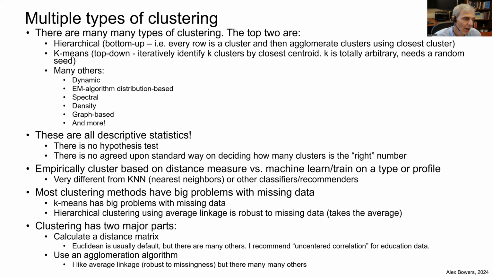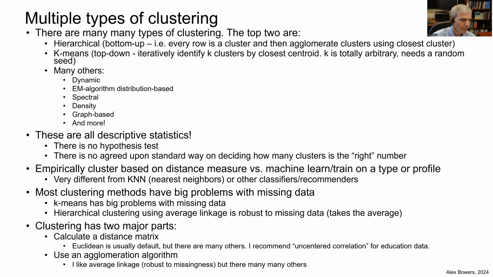So again, all of these are descriptive statistics. There's no hypothesis test. And there's, again, no agreed upon standard way of deciding how many clusters are the right number of clusters. There's a difference as well between empirical clustering based on distance measures versus machine learned or trained on a type or a profile. So cluster analysis is very different from something like a classifier, like k nearest neighbors, where you classify or recommend. In cluster analysis, we're really just trying to find coherent patterns and be able to talk about them.